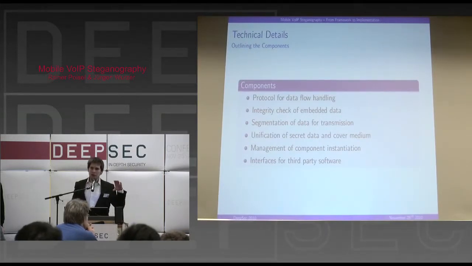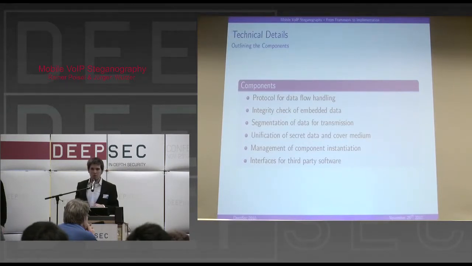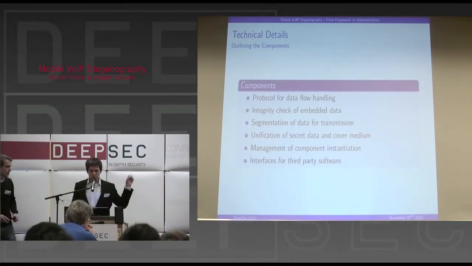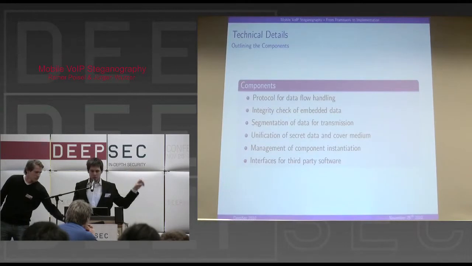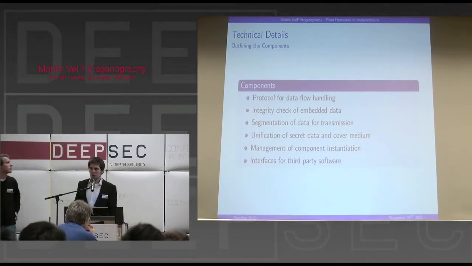Before we directly go into the architecture of our framework, I want to show you this in a specific process. First of all, we brainstormed which components we actually need to perform a steganographic data transfer. The most important, I think, is the unification of secret data and the cover medium. It's the embedding engine, like we call it.